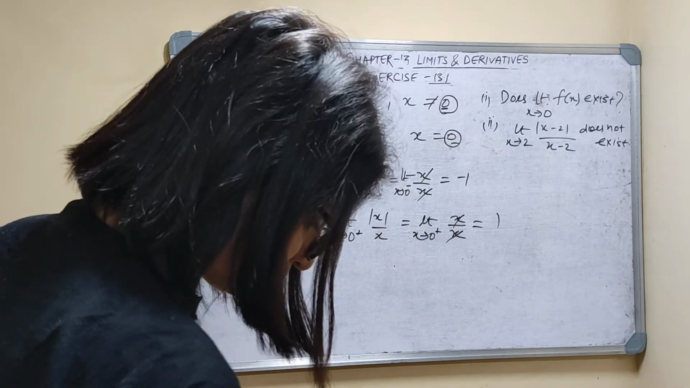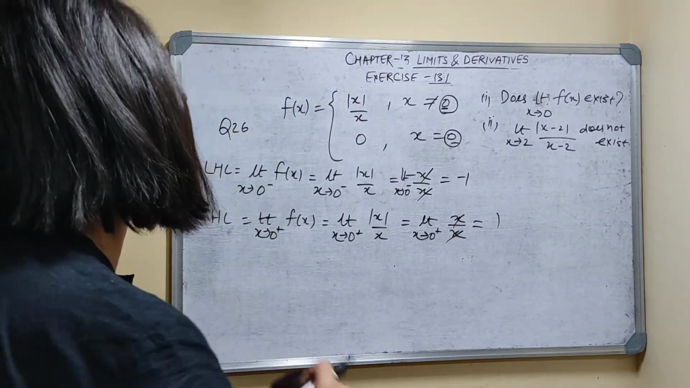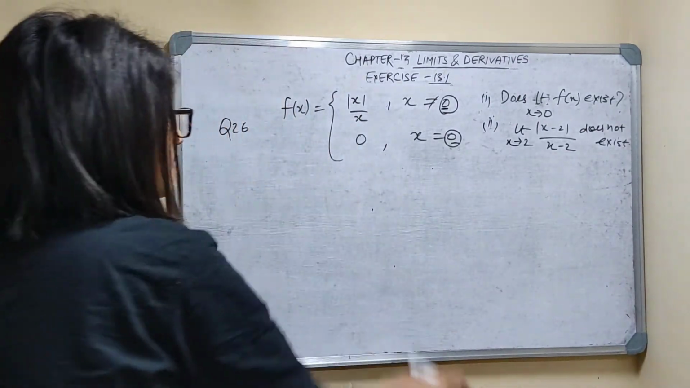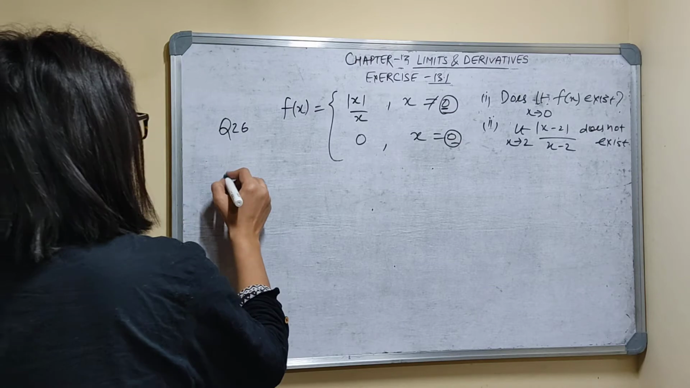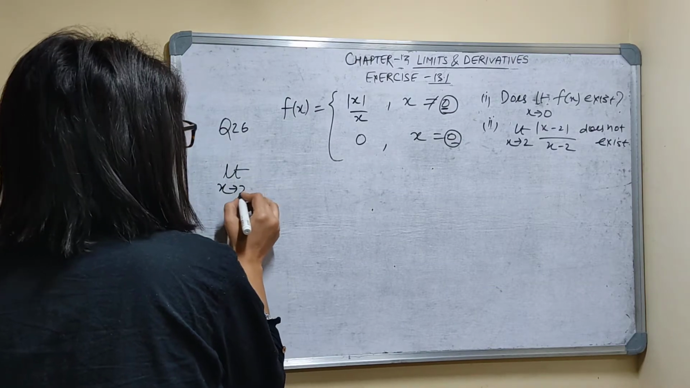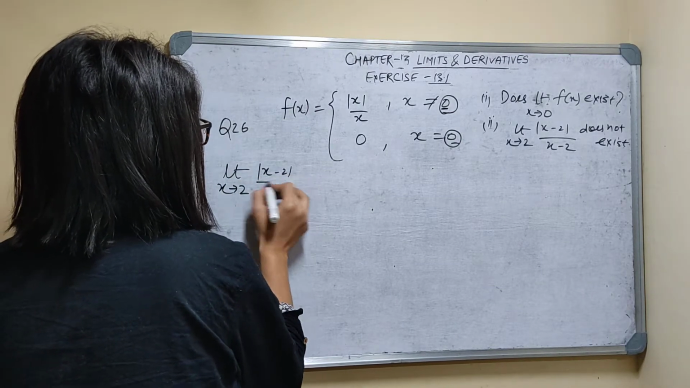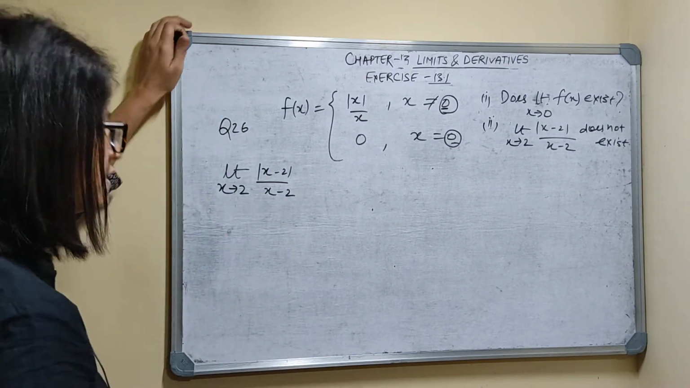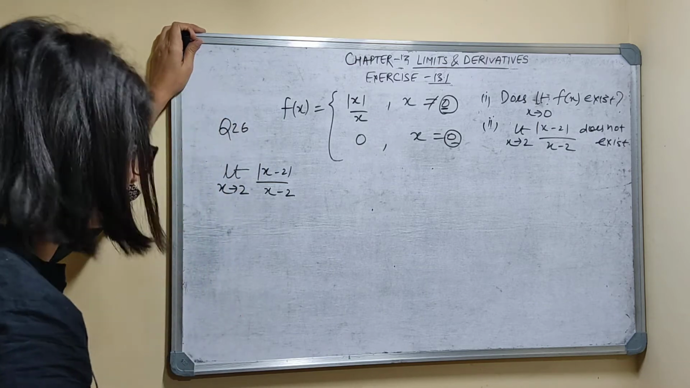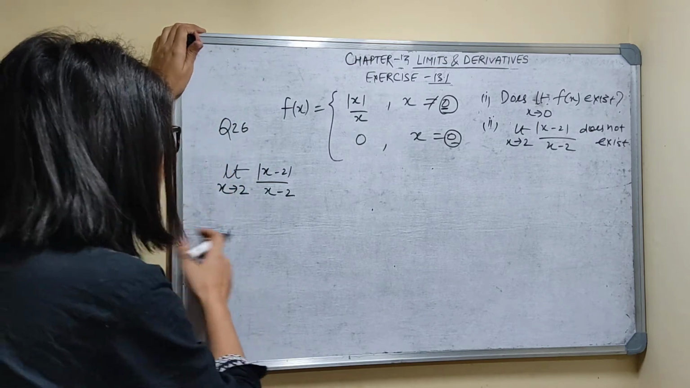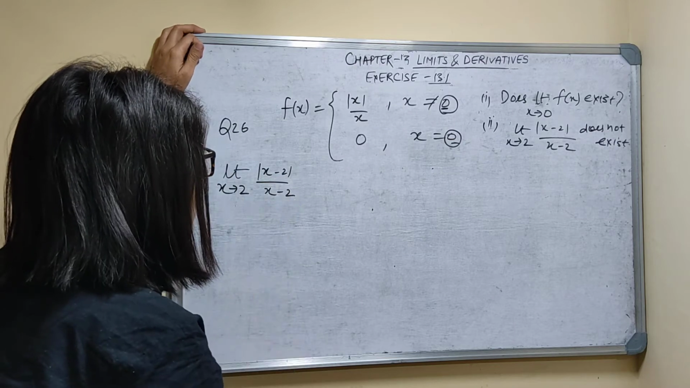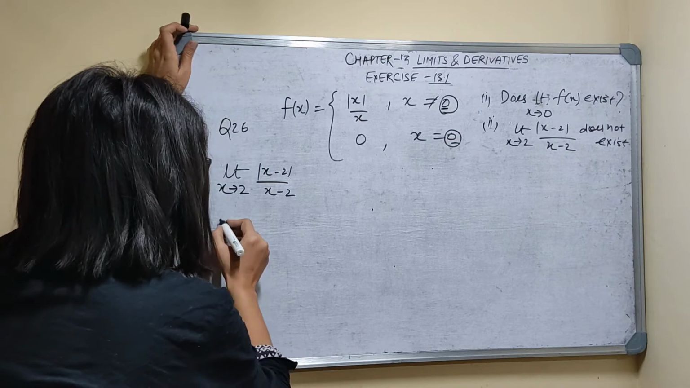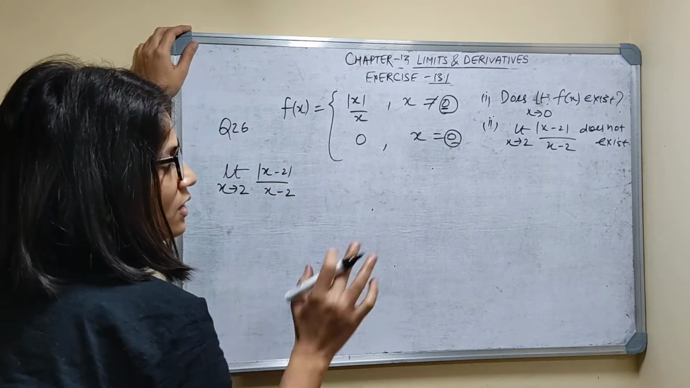Is it clear? Okay. Now the second part. You can see here the limit as x tends to 2 of |x - 2|/(x - 2) does not exist. You have to show that this limit does not exist. How will you do this? How will you show that it does not exist?